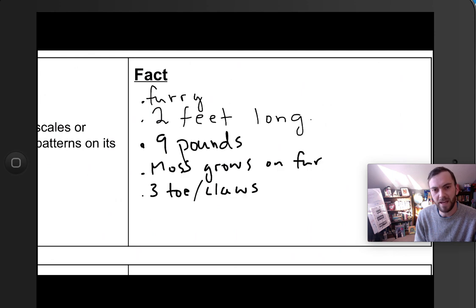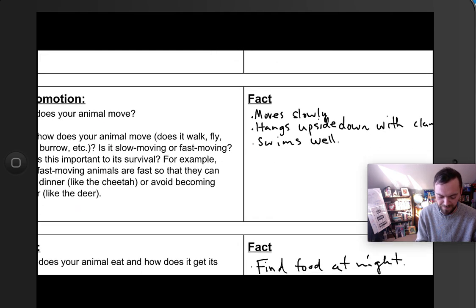What's an idea that connects all of those? When I think of something that's furry and small and mossy, I think of something that is cute and well camouflaged, or cute and can hide in the forest. That's what connects those words for me. So that's what I'm going to write for my topic sentence.